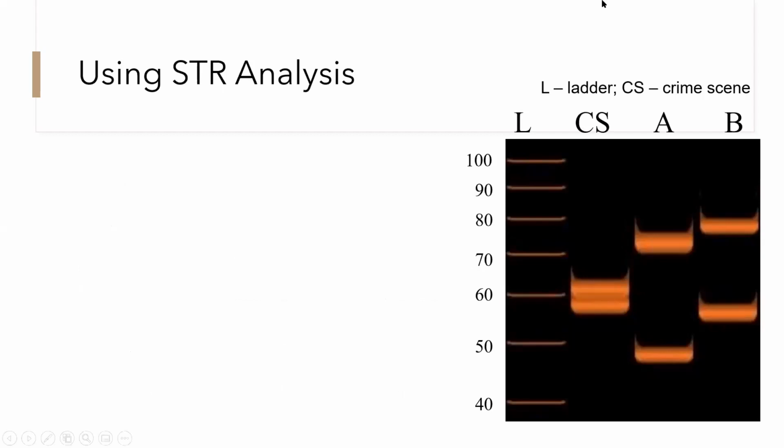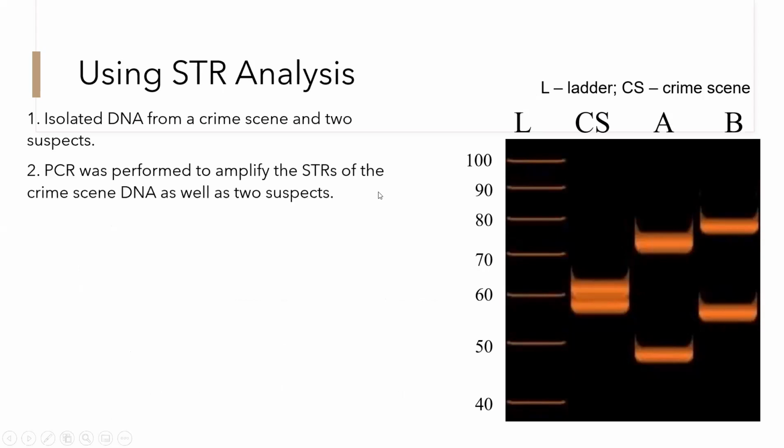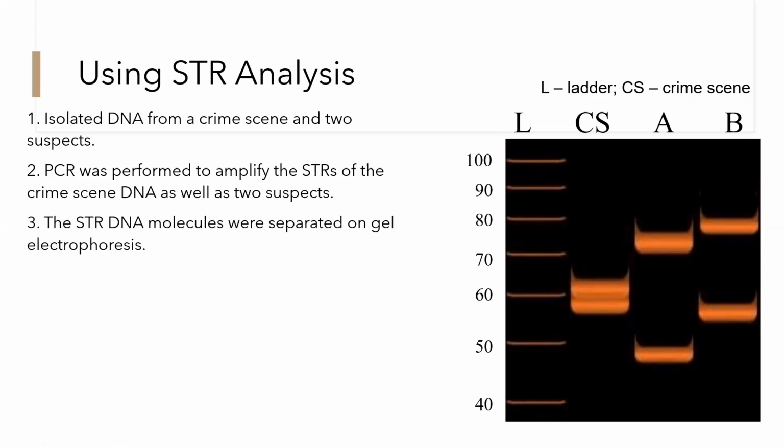Okay, so using STR analysis, I've got an example here of a gel. You can see that we've got our ladder here on the left, denoted by the L. CS refers to the crime scene, and then we have suspect A and suspect B. So we've isolated our DNA, we did our PCR, right? We amplified the specific STRs we were interested in. Now, this whole gel refers to one specific STR. So if you needed more than one, if you're doing all 14, you would have to run this out on 14 different gels.